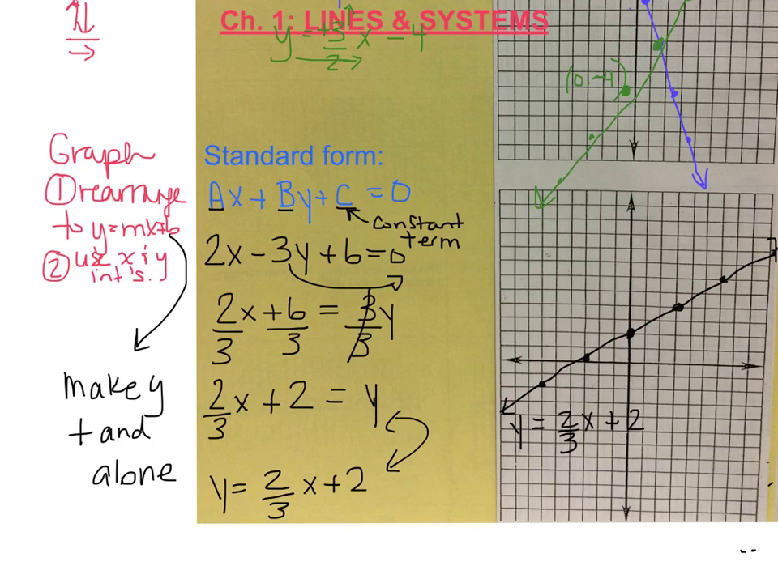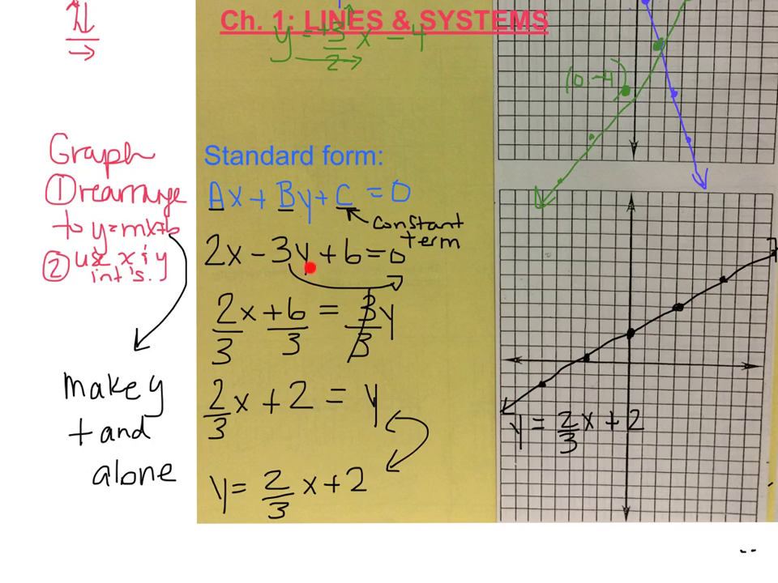So one way to graph standard form is by rearranging. That's usually the way that we choose to do because it's kind of foolproof. Any equation can be rearranged to y = mx + b and is a little easier to graph. But sometimes we want to graph using intercepts because it makes it a little bit easier than rearranging.